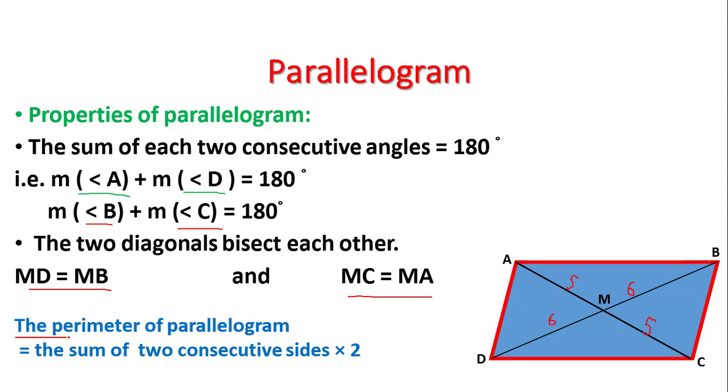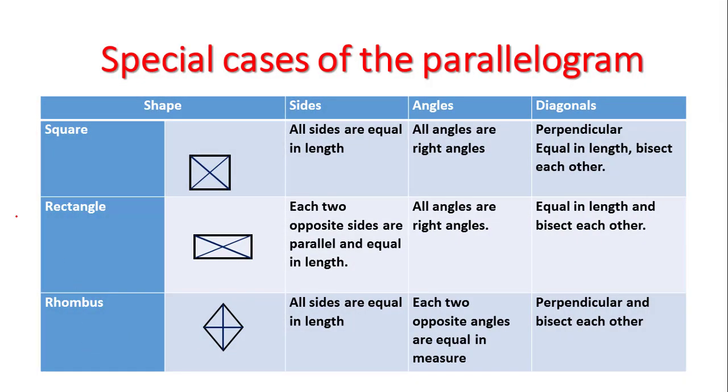If you want to calculate the perimeter of the parallelogram, you will multiply the summation of two consecutive sides by 2. For example, the length of side AD plus DC, then multiply by 2. We also have special cases of the parallelogram, which we studied last year.